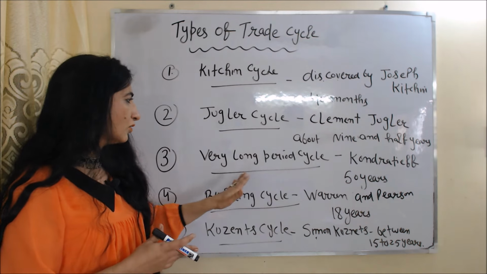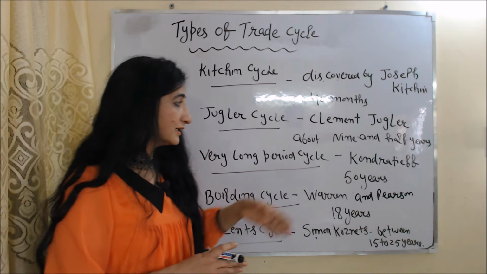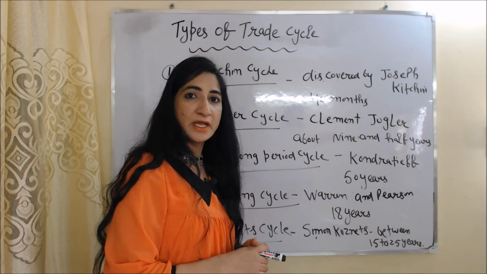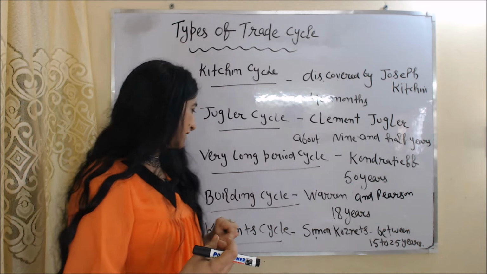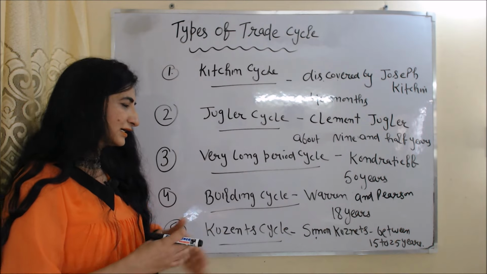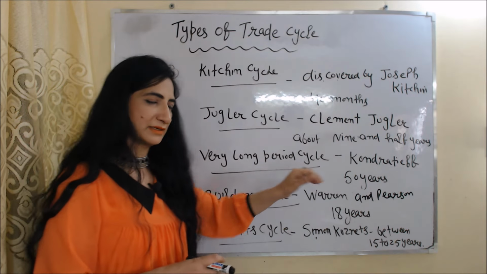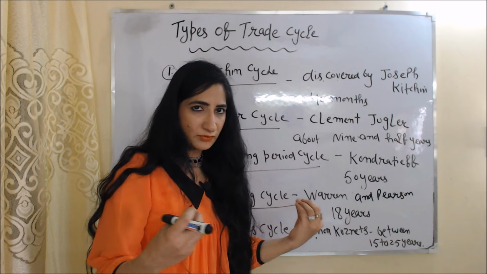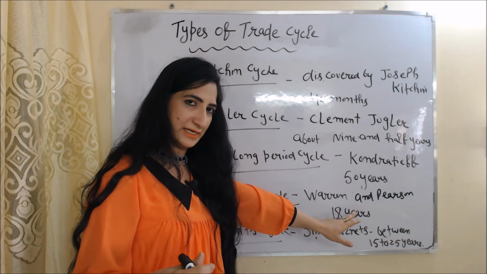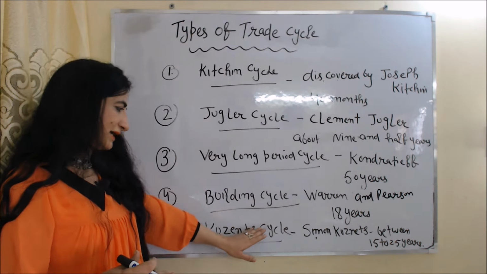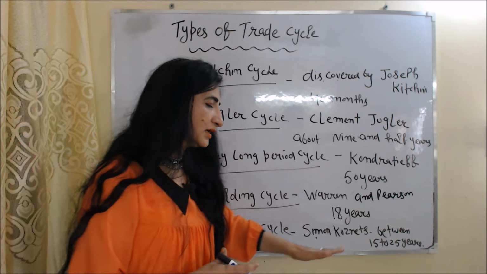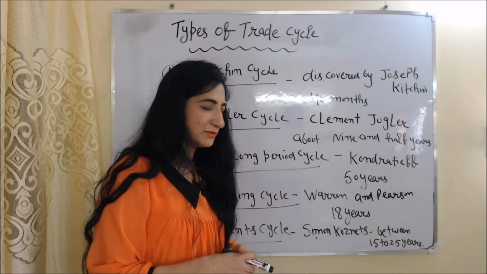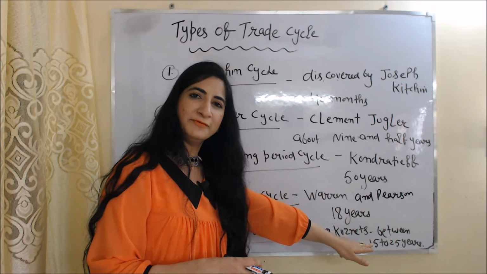Next is Very Long Period cycle. This cycle is discovered by Kondratiev. According to him, duration of trade cycle is about 50 years. Next is Building cycle. This cycle is discovered by Warren and Pearson. According to them, duration of trade cycle is about 18 years. Next is Kuznets cycle. This cycle is discovered by Simon Kuznets. According to him, duration of trade cycle is between 15 to 25 years.